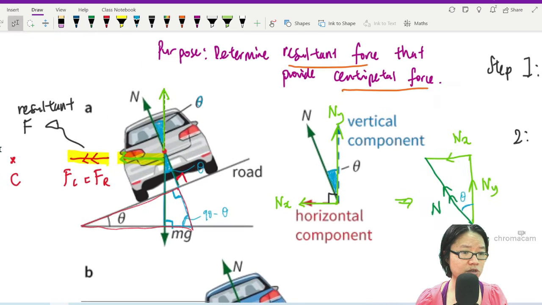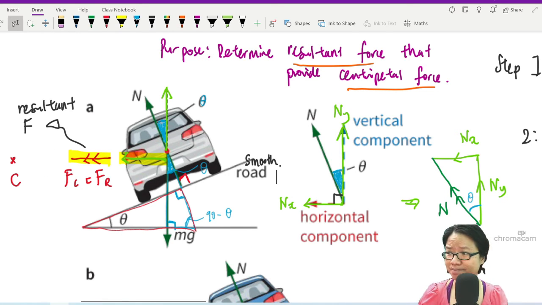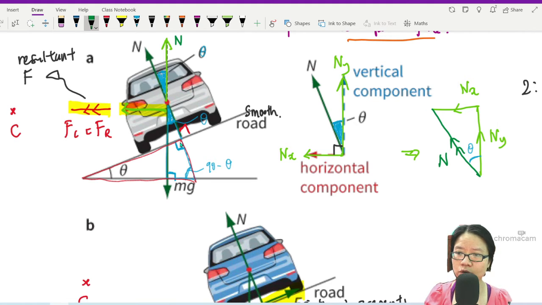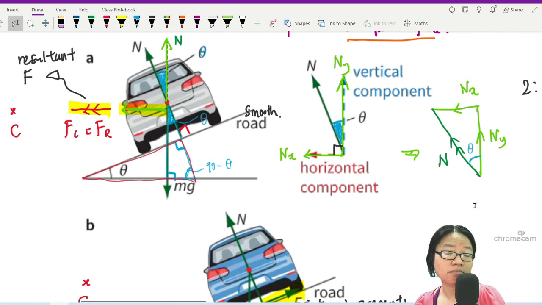So let us go back to this one. I'm assuming that this is a smooth road, okay? Smooth. And the car is moving relatively fast and there's no friction. Since we already got reminded on how to resolve this normal force, we're going to do this here. The normal force that is moving up here would be N. But how do you find the length of this vertical arrow? Can I use maybe cosine?